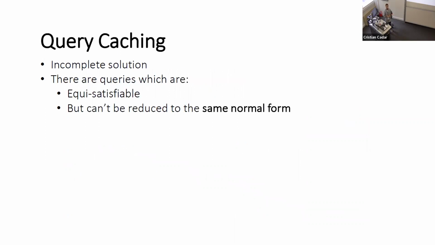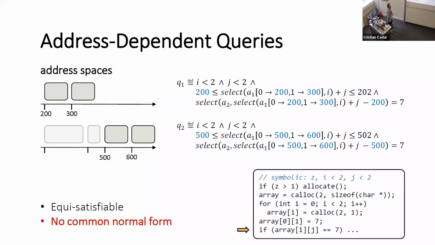But the problem is that this scheme is not perfect, which means that there are queries which are equisatisfiable, but can't be reduced to the same normal form, which leads to cache misses. This happens, for example, in queries that depend on address expressions.